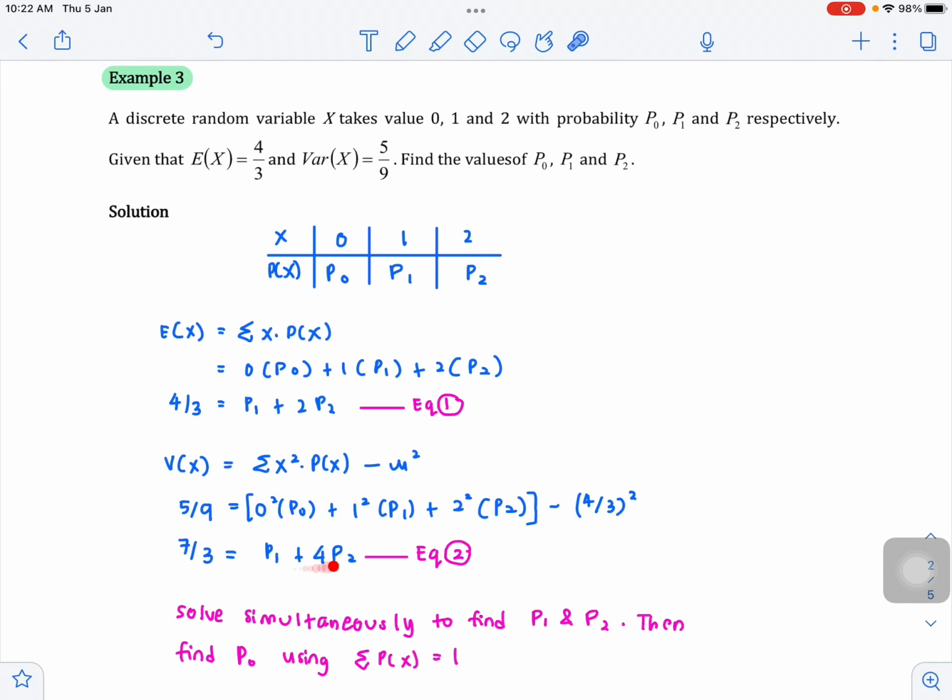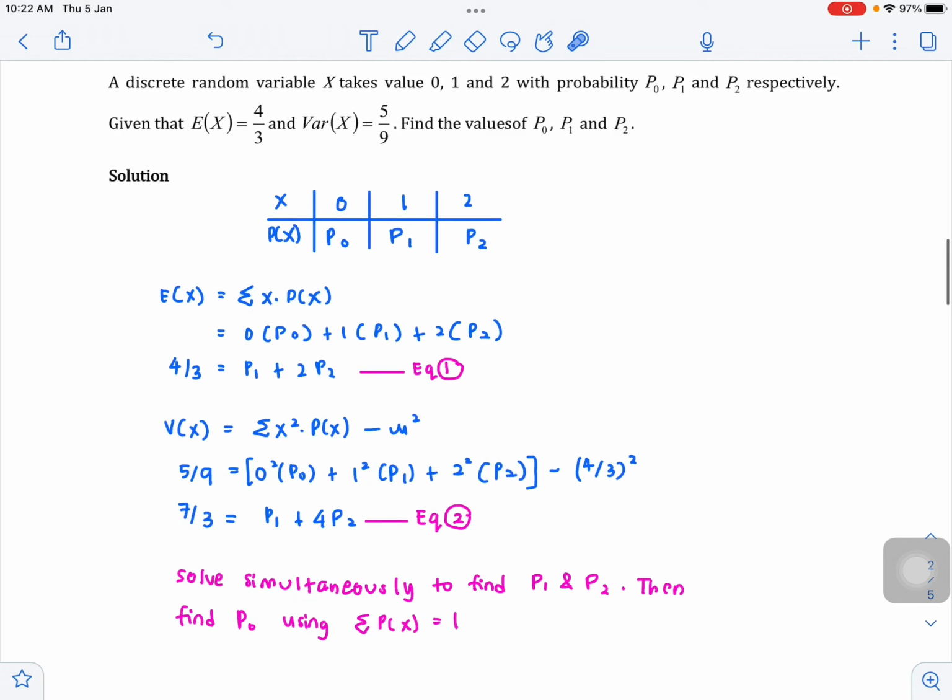So you have 2 equations and 2 unknowns to find. Just solve for the P1 and P2 values using simultaneous equations. Then at last you will get P1 and P2. So how do you find P0? Use the property that the summation of all P(x) is equal to 1. You have the values of P1 and P2, so right now you can find P0. That is the last step. So just continue this until you find the values of P0, P1 and P2.